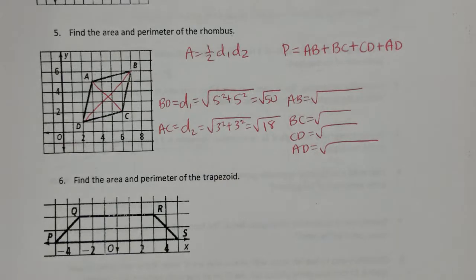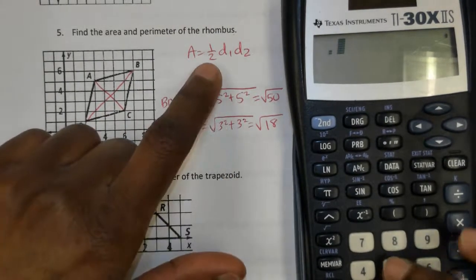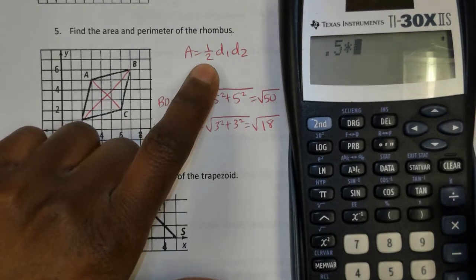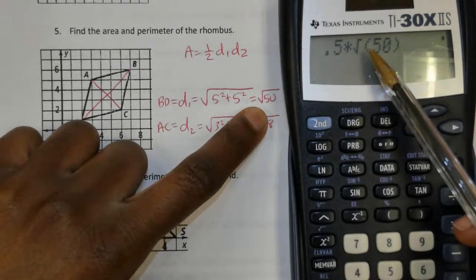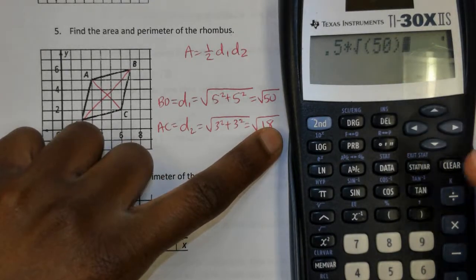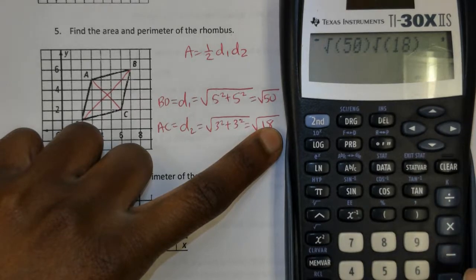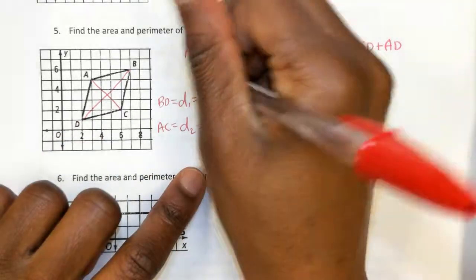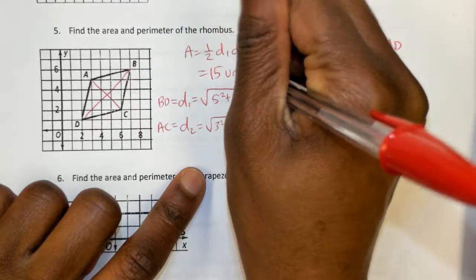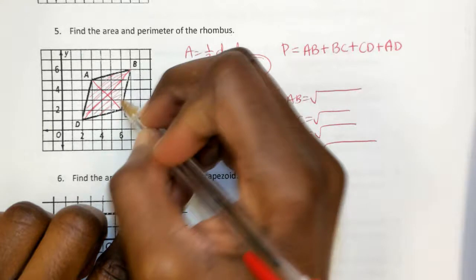Then I just take my calculator and I put in 0.5 times the square root of 50. I close it so that it only takes the square root of 50, it doesn't take the square root of 18. And it tells me it's 15. So then my area is 15 after I plug it in. And area is how much something covers, so it's really talking about this. So it's units squared.